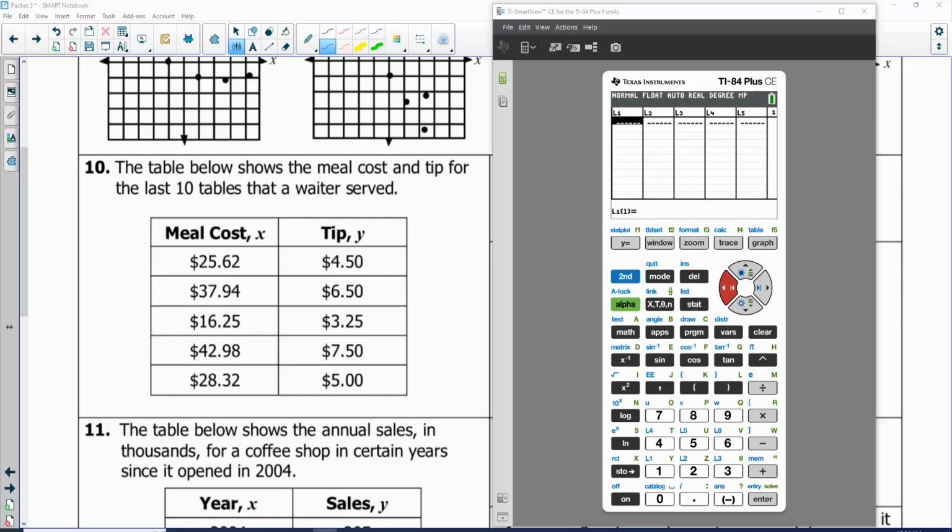So now we are going to type in this table of values. So when we look, we've got our meal costs and the tip. So our costs go in L1. So we have 25.62. You can type one in, just hit enter. I'm entering all of my X's. And then all of your Y's go in the second list.